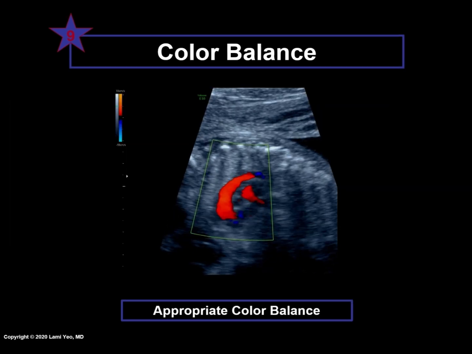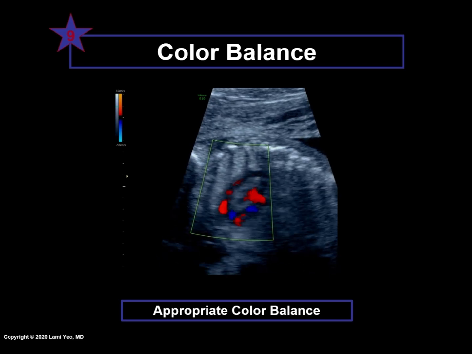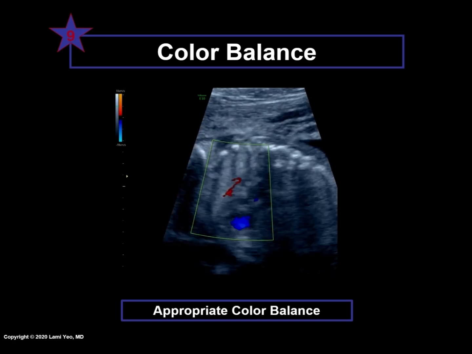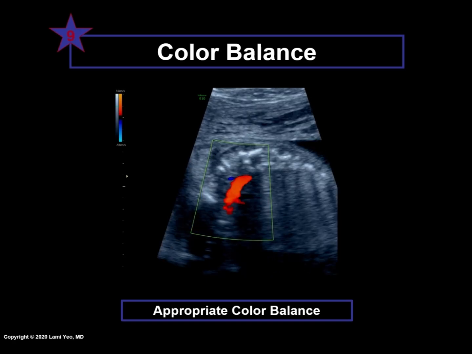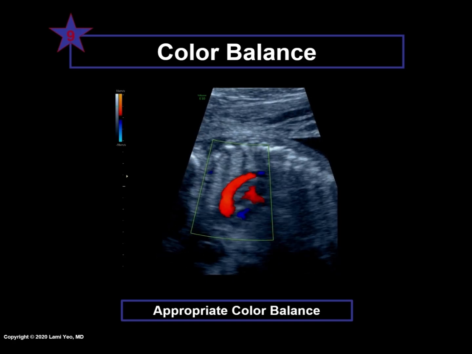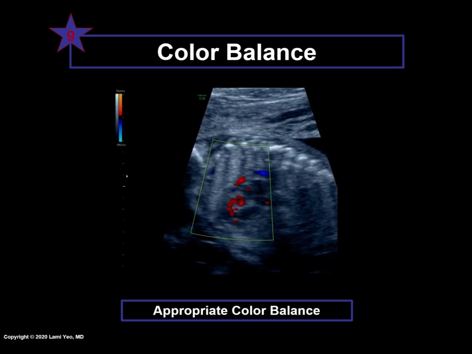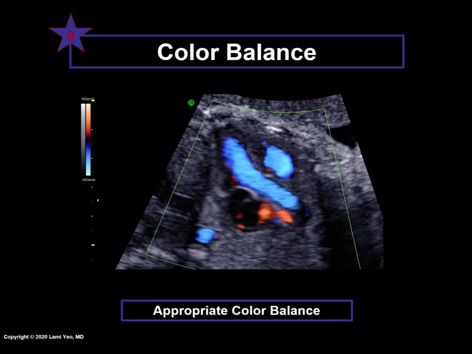Here is another case in which there is appropriate color balance. There is color flow through the ductal arch, represented in red, towards the transducer. Color is confined within the arch walls. In this example of the left ventricular outflow tract, color is also nicely confined within the vessel walls.